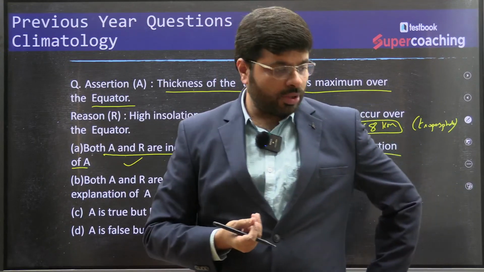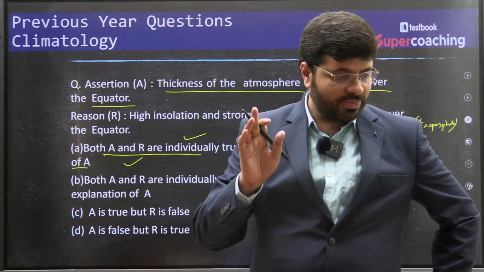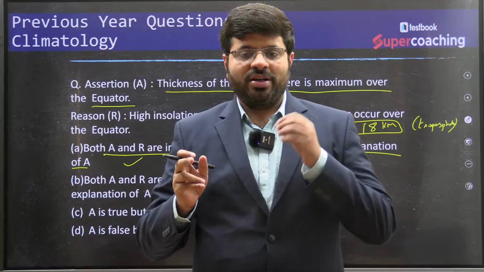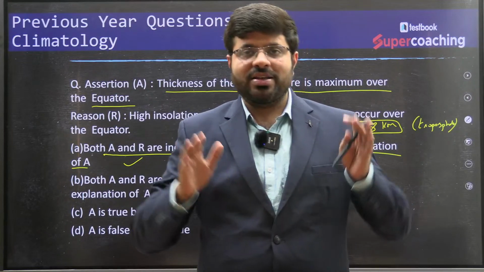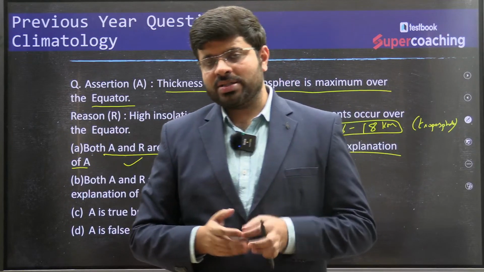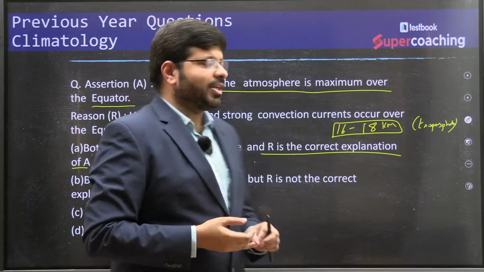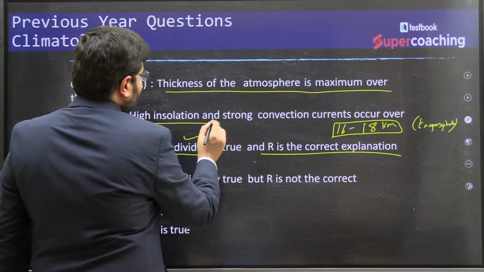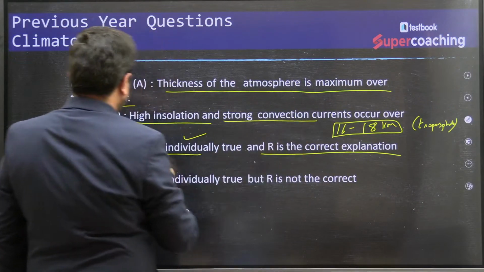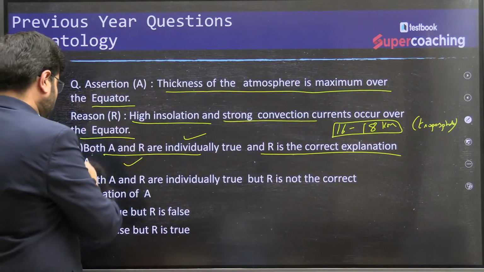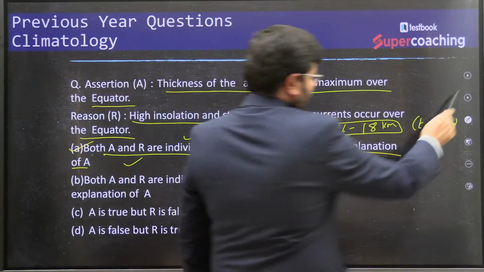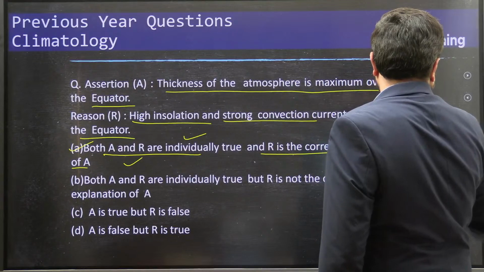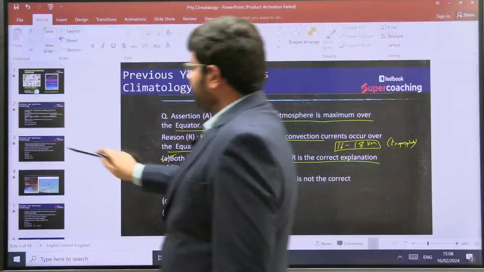At the poles it is not 13 kilometers. It is 8 kilometers at the poles and 18 kilometers at the equator, and on average it is around 13 kilometers. The reason is very simple. The high insolation leads to stronger convective currents at the equator. Hence, the answer is A. Let me give you an analogy here.